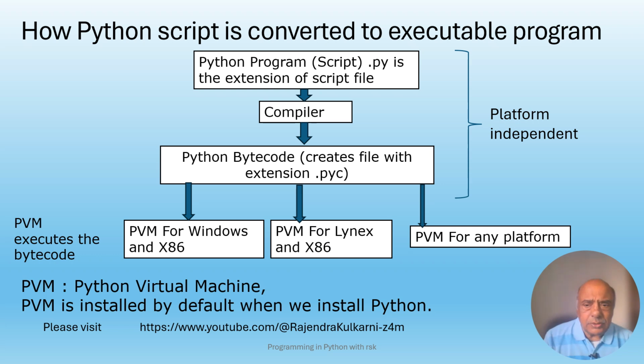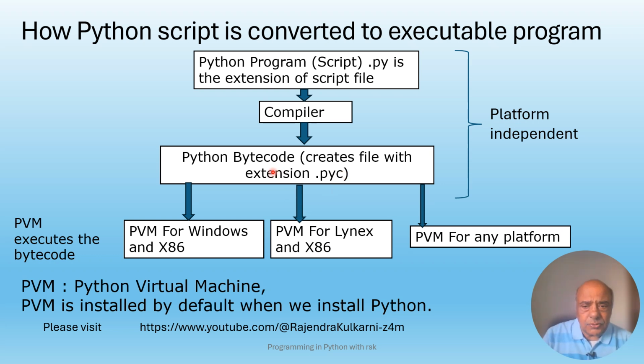We will see how a Python script is converted to an executable program. We can see here a diagram which simplifies the explanation. When we create a script file with an extension .py, that goes to the compiler. The compiler converts our source file into Python bytecode, which has a file extension .pyc. All these three steps are platform independent.